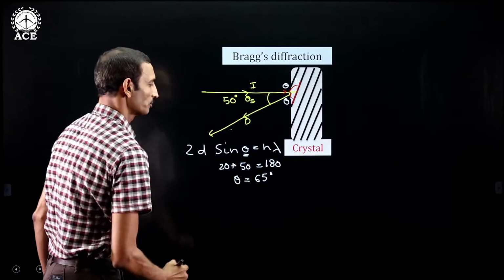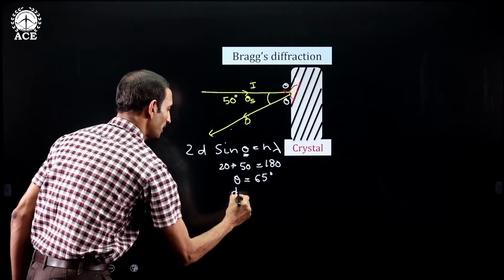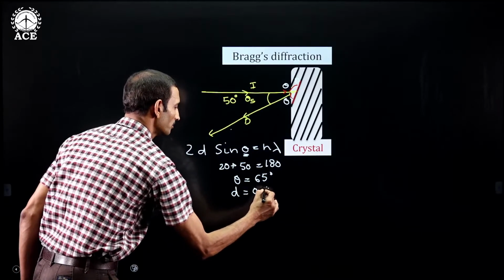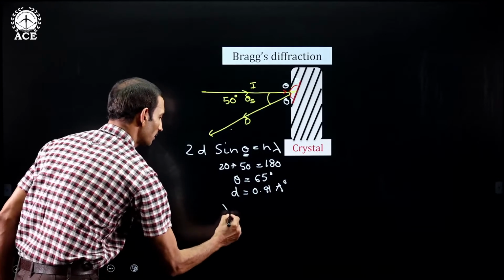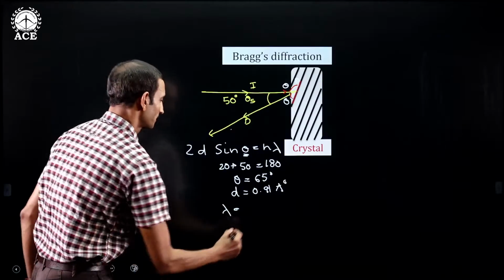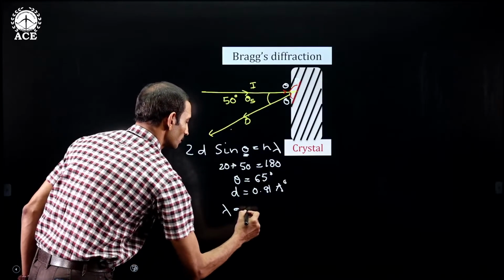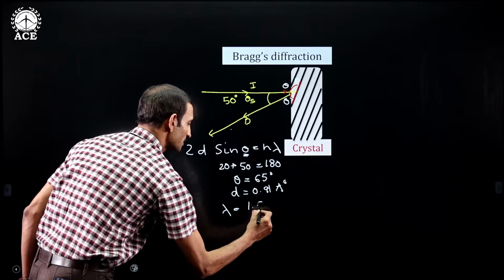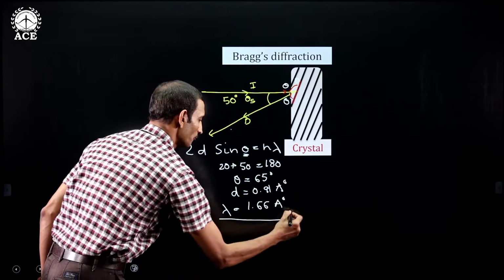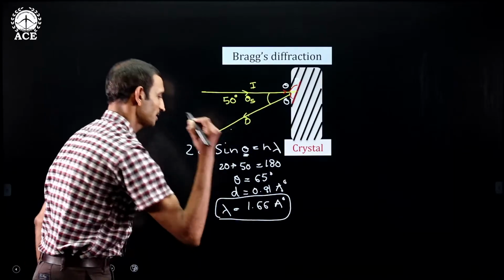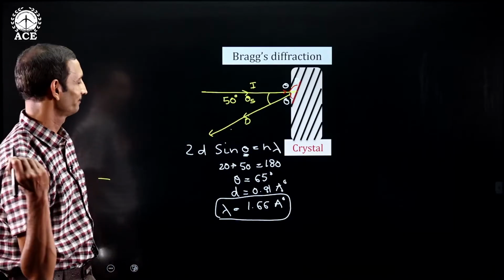If you put theta is equal to 65, as I told you, d is 0.91 angstrom. The value of lambda comes as somewhere around 1.66 angstrom unit. By substituting all, we got lambda to be 1.66 angstrom unit.